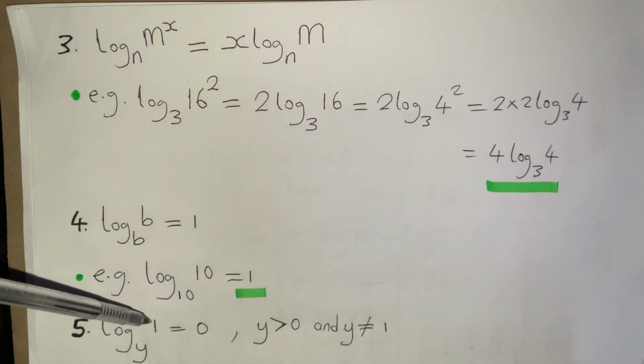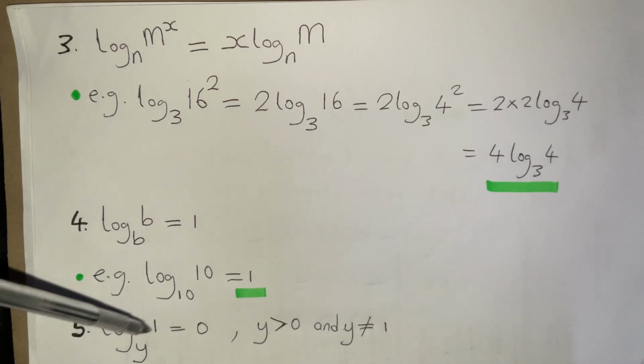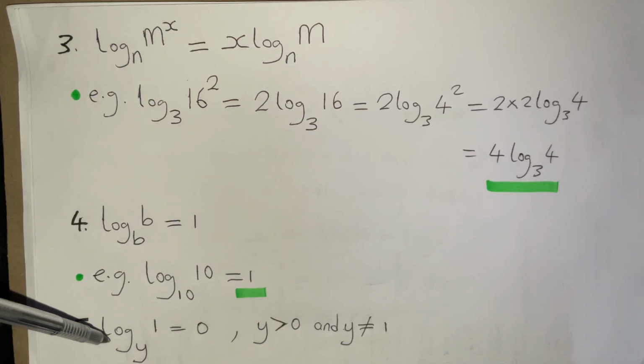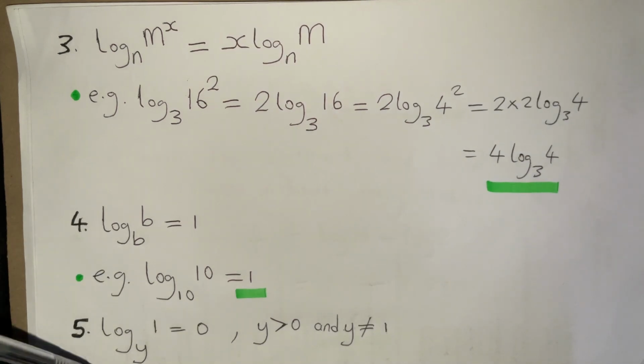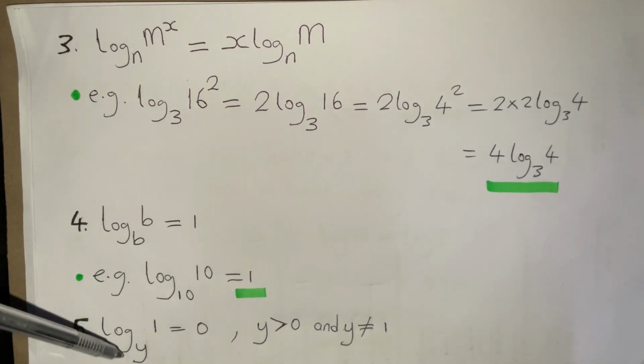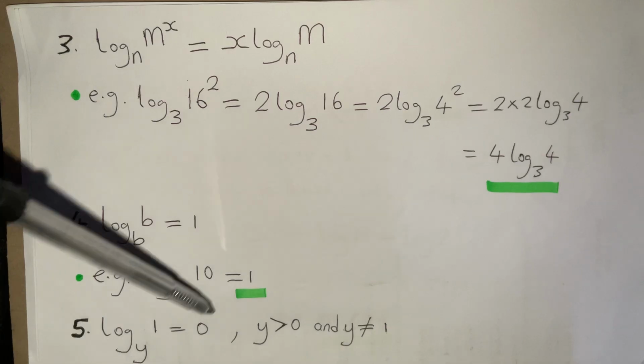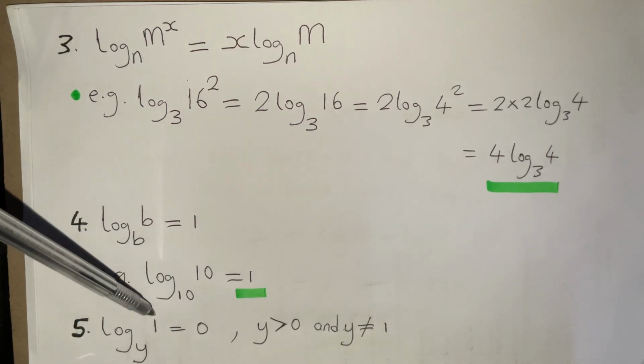If your argument is 1 and the result is 0, it means this base will be raised to the power 0. So this statement can be read as: raise base y to the power 0 to get the argument 1.